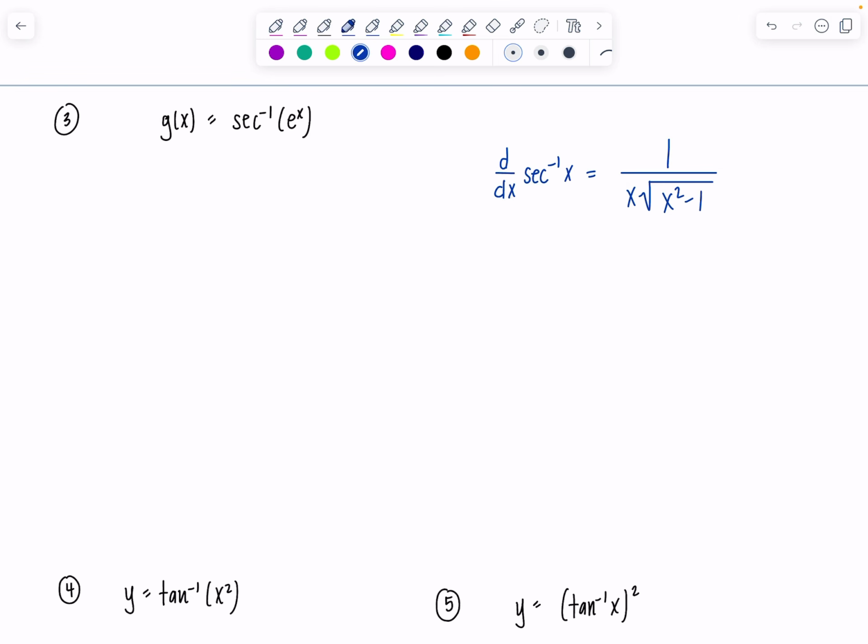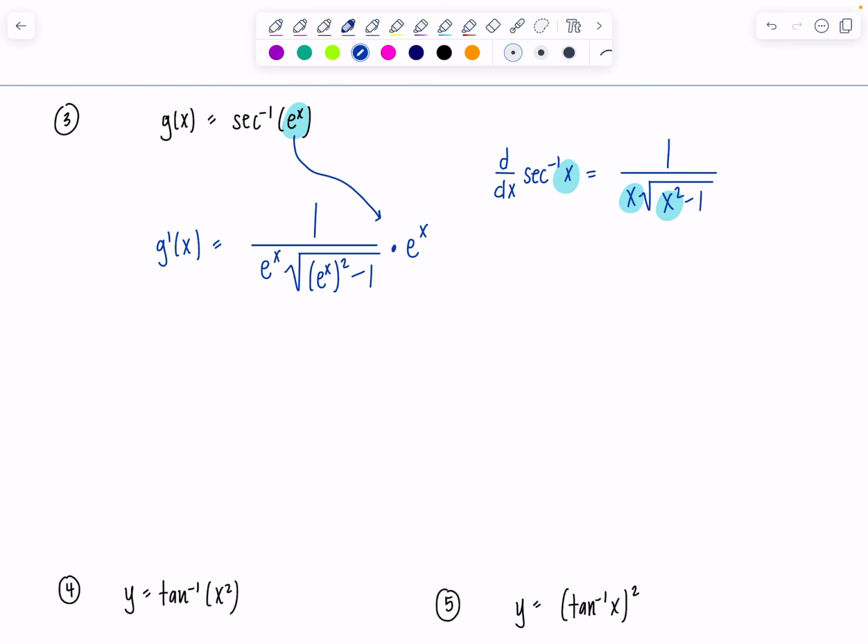In this case, I don't have secant inverse of x, I have secant inverse of e to the x. So that's going to go everywhere we have an x in the formula. So here we go. G prime of x is going to be 1 over, instead of x, I have e to the x times the square root of e to the x squared minus 1. So far, so good? Times, don't forget chain rule, derivative of what's inside, derivative of e to the x is e to the x.